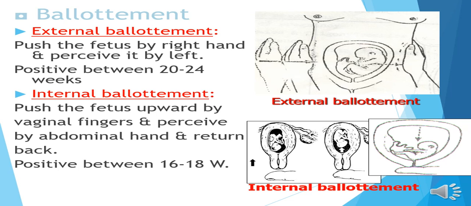There is a marked difference between external ballotment, internal ballotment, and head ballotment. Head ballotment means movement of a part independent of the other. Why? Because of the presence of the atlanto-occipital joint, which does not transmit that movement to the back.